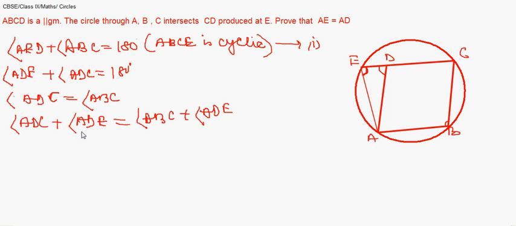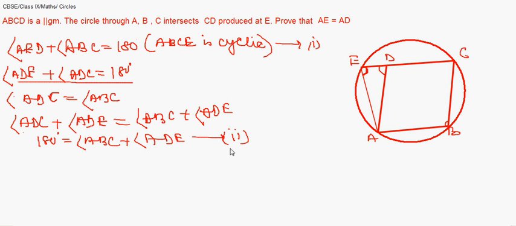Now ADE plus ADC is 180, so this can be substituted with 180, thereby making ABC plus ADE also 180. Let's mark this as equation 2. Look at equation 1 and look at equation 2.